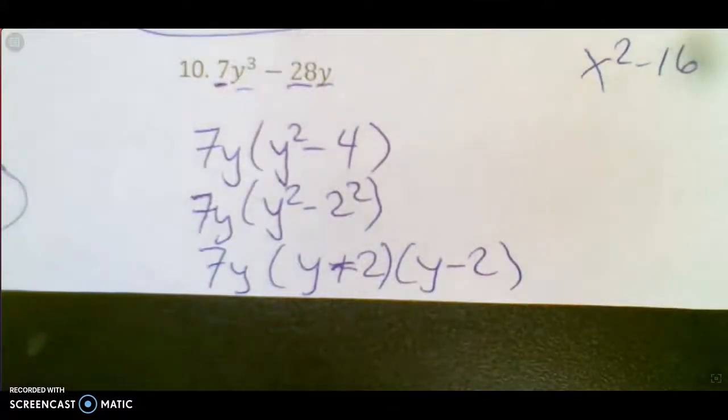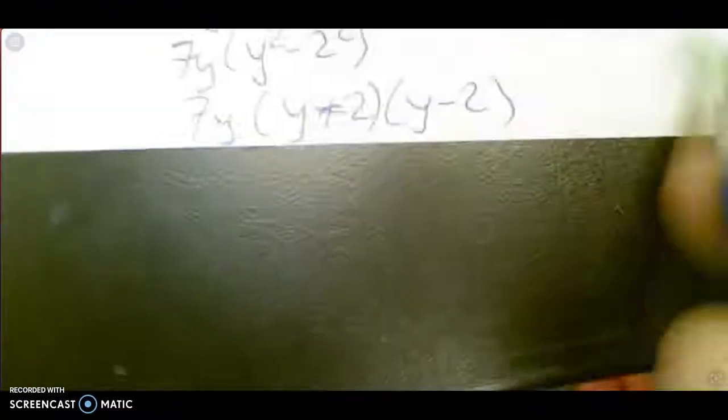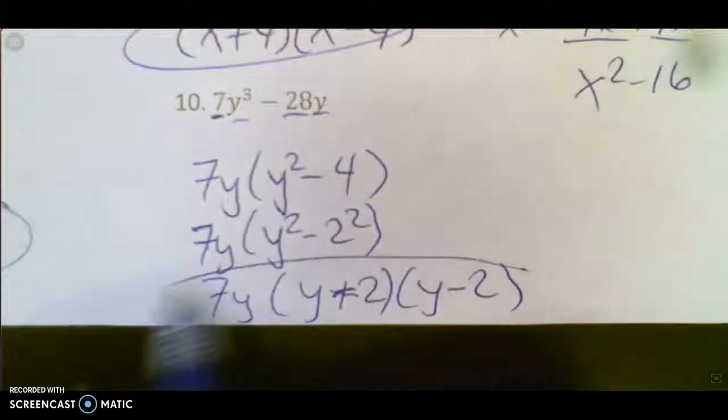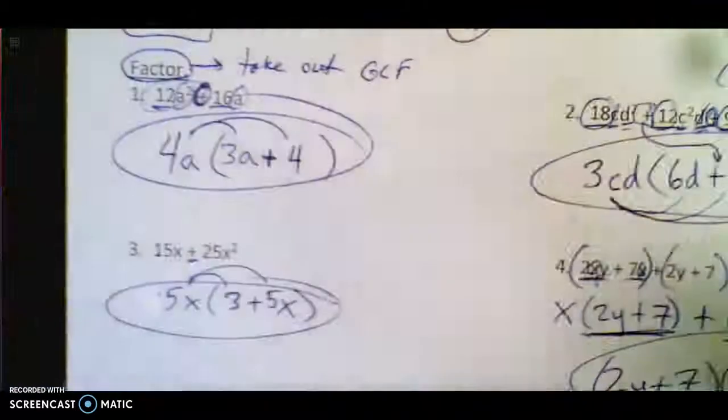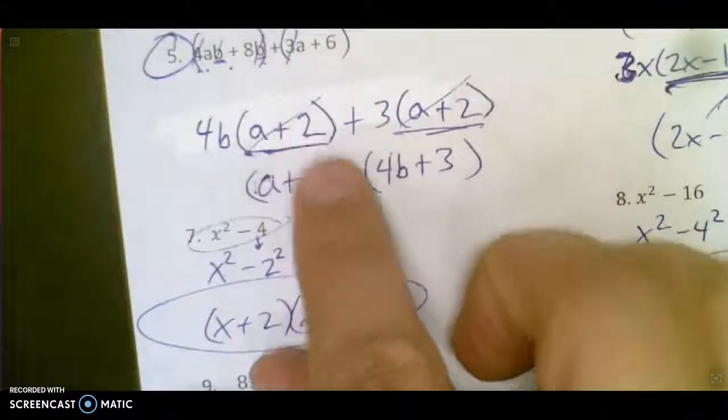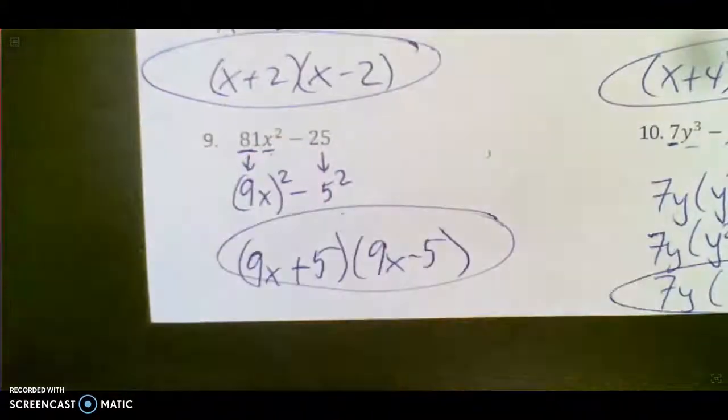All right, and then the last one, that was the last one, I think. Yes, that was the last one. All right, so it's really easy to lose that 7y. Just let it tag along for the fun. All right, hopefully that made sense. There's 3 different types of problems. GCFs only. If there's 4 terms, do factor by grouping. And if there's just 2 terms, do difference of 2 squares.